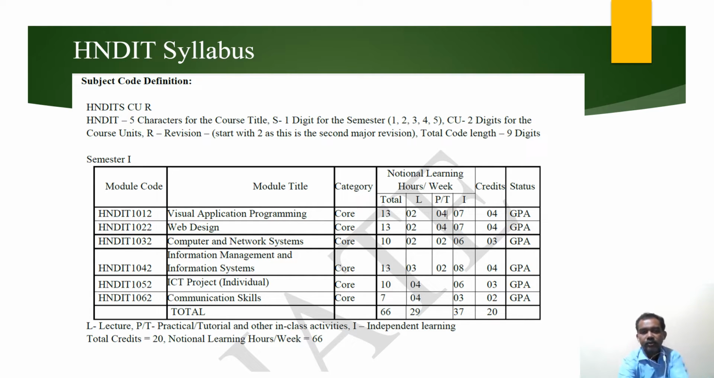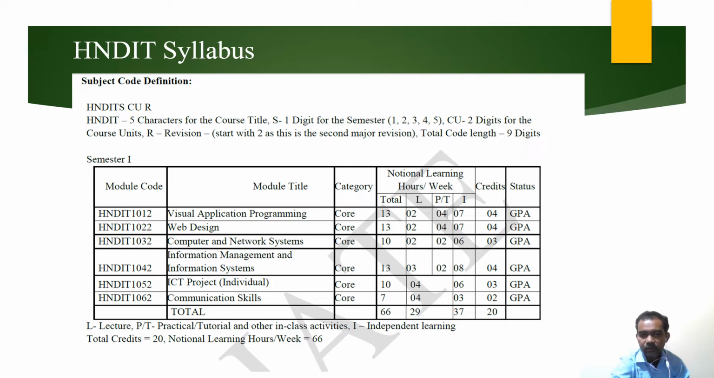The third one, HNDIT 1032. The subject name is Computer and Network Systems. That subject is a core subject. It has 2 lecture hours per week and 2 practical hours per week. You can see previously 4 practical hours, but here 2 practical hours per week. Then the credit value is 3. This is also a GPA subject.